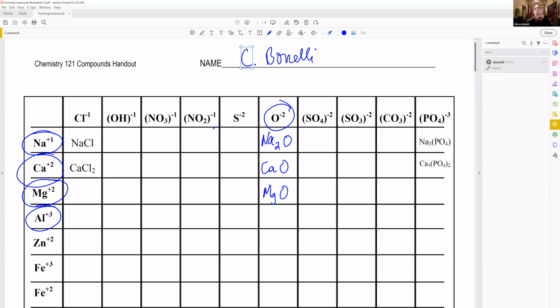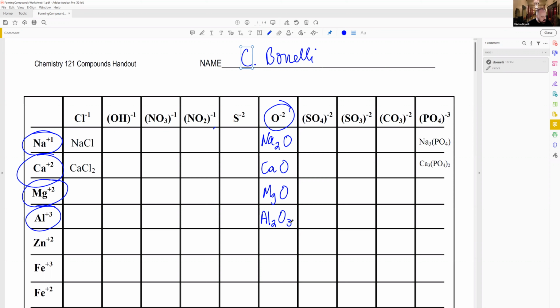So this is where the crisscross method really comes into play very well. Once again, we're using the crisscross method because the valences don't exactly balance each other out. So for aluminum, it's going to take on oxygen's charge as its subscript. So Al2, and then we're going to give aluminum's valence to oxygen as its subscript. So the answer here is Al2O3.